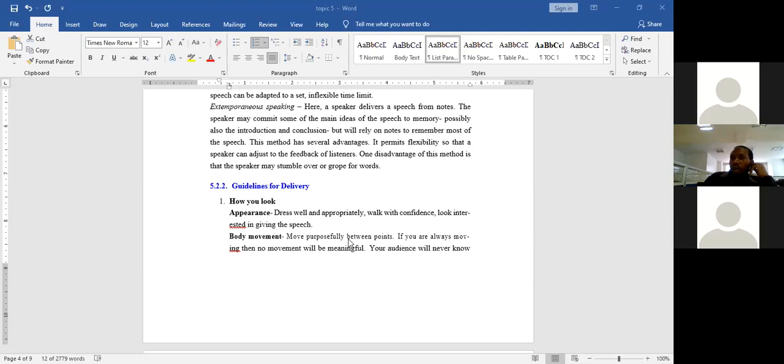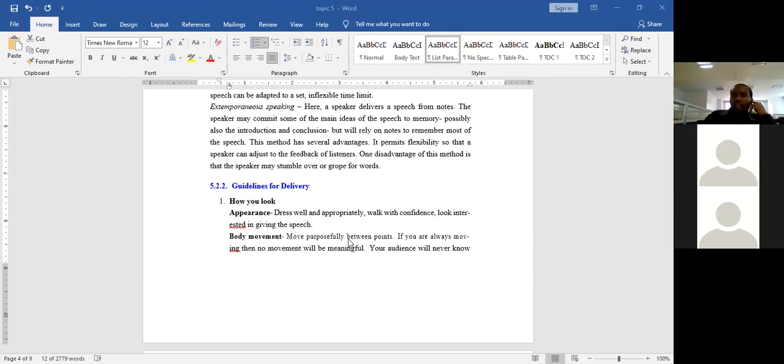The way you walk, again, you're supposed to walk straight, because the way you walk can tell us whether you are confident or not. So you have to dress well, walk with confidence, and look interested in giving the speech. There are people who, when they are giving the speech, don't look interested at all. So you have to look interested in giving the speech.